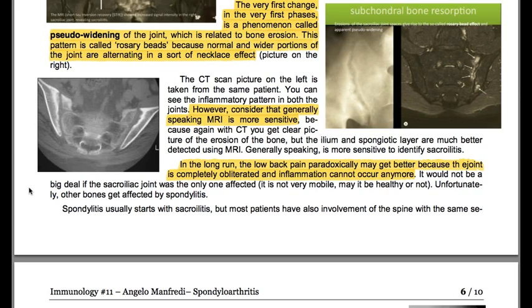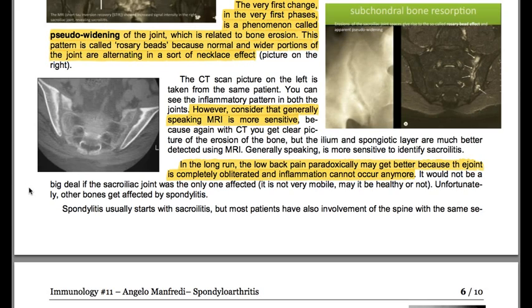In the long run, the low back pain paradoxically may get better because the joint is completely obliterated and the inflammation cannot occur anymore. It would not be a big deal if the sacroiliac joint was the only one affected. It's not very mobile, maybe it may be healthy or not. Unfortunately, other bones get affected by osteitis.